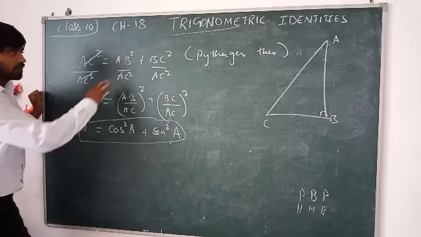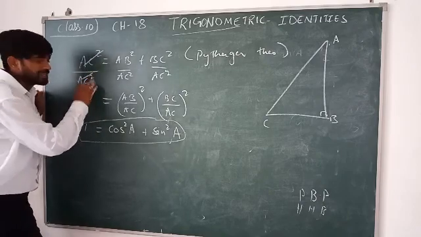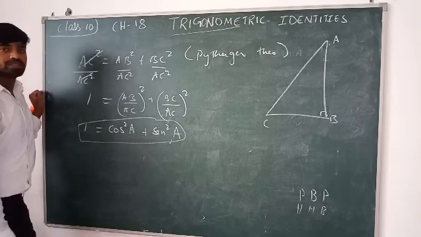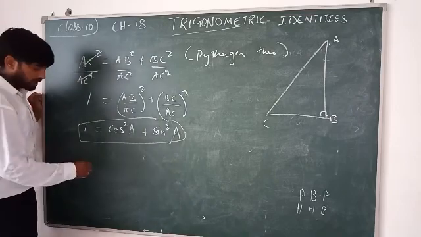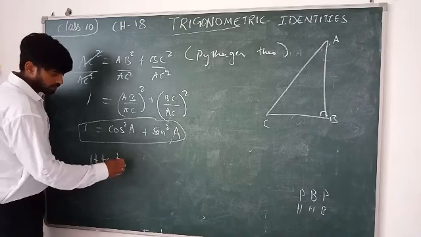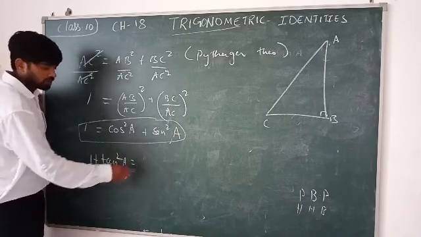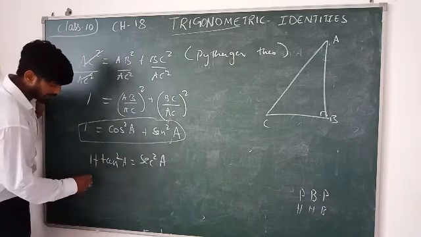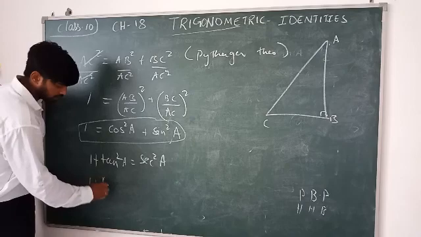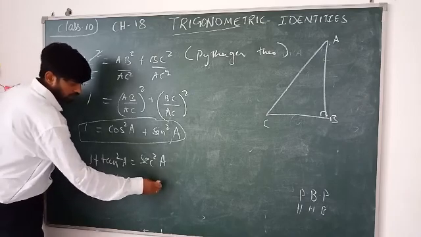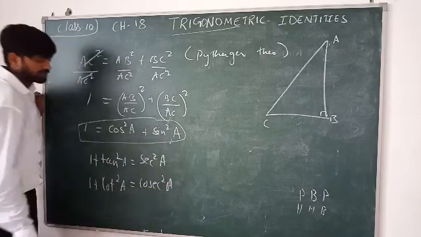Okay? And for example, right now, what did I divide by? AC, everything. Now in the second, you divide by BC, by BC square. Then you're going to get 1 plus tan square A equals sec square A. And the next one you'll get is 1 plus cot square A equals cosec square A. This is the thing you'll get.